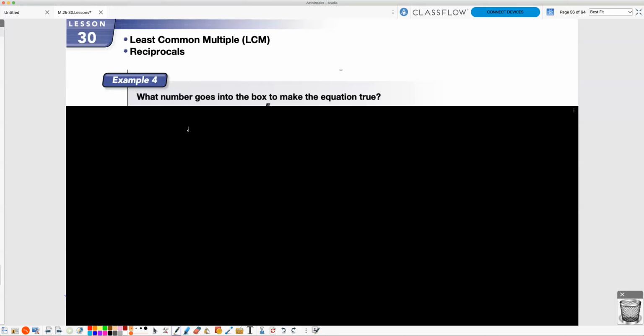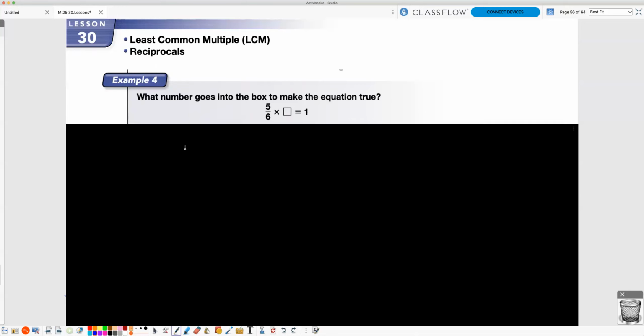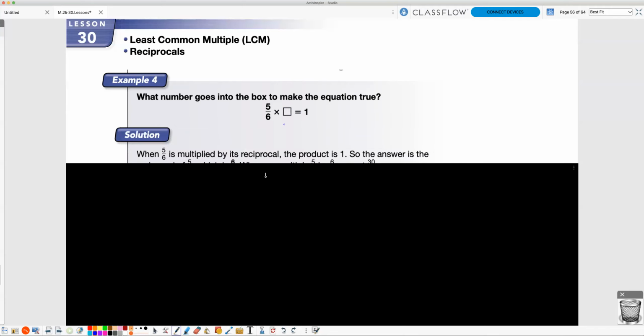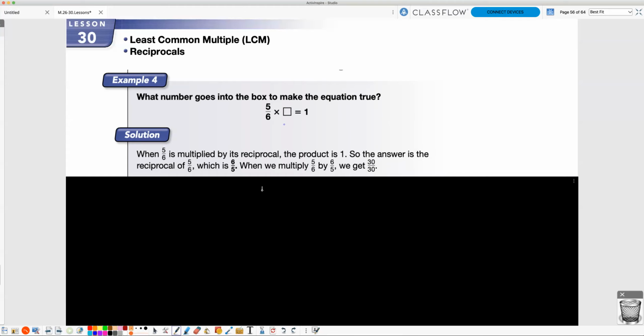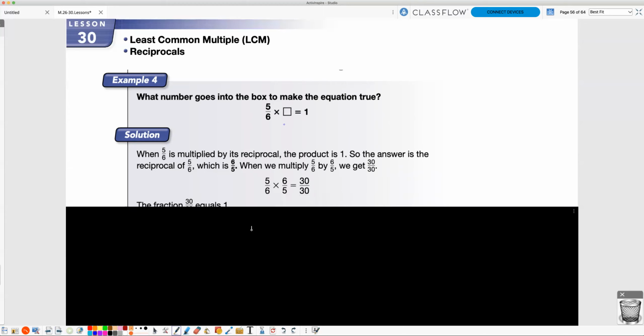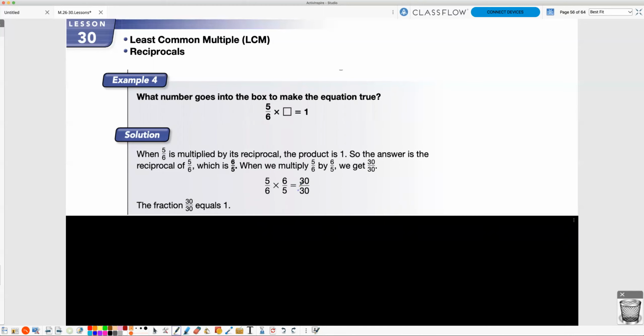Let's look at another example. What number goes into the box to make the equation true? So 5/6 times what will equal 1? When 5/6 is multiplied by its reciprocal, the product is going to be 1. So the answer is the reciprocal of 5/6, which is 6/5. When we multiply 5/6 by 6/5, we get 30/30. The fraction 30/30 is the same as 1. So 6/5 would be what goes in the box to make this true.